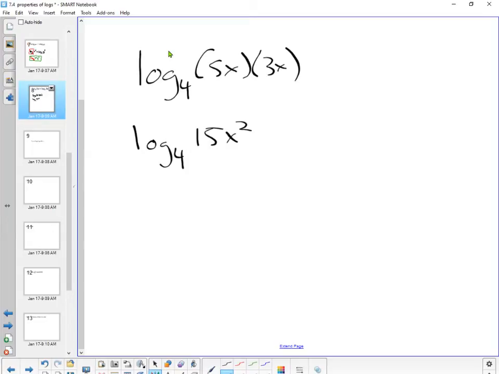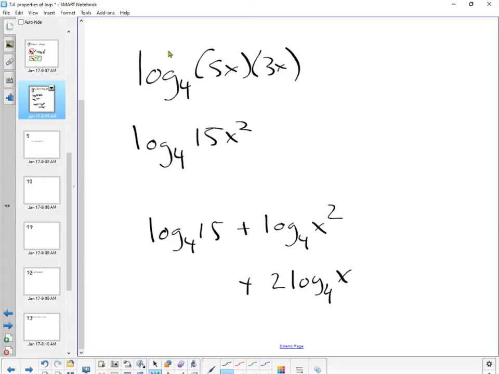So this is just kind of to mess around a little bit. If I wanted to, I could split this up, and I'm just showing you some of the rules at play here. This could become log base 4 of x squared, right? But then I could also take this further, because this is an exponent. I can kick it to the front, and it would be 2 times log base 4 of x. So it has to be an exponent for me to bring it to the front.